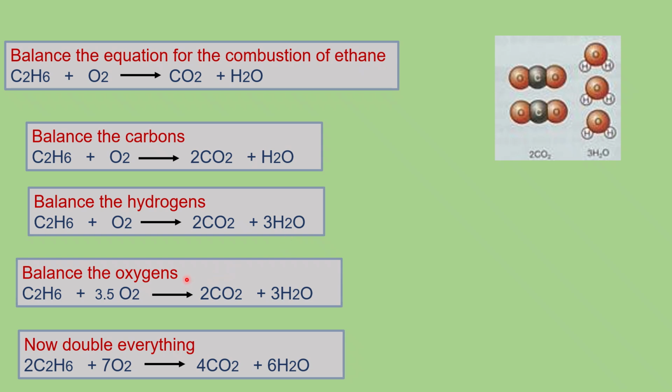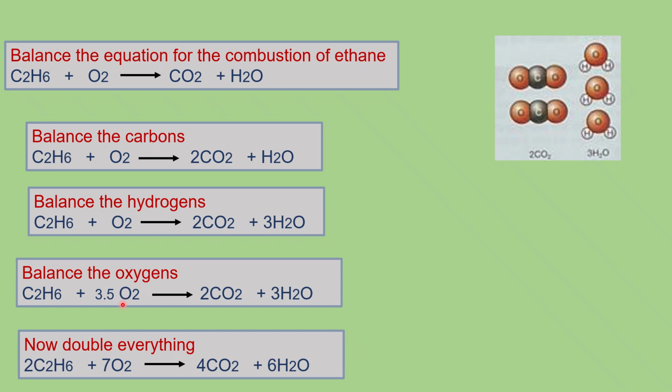Now we have to balance the oxygen. O2, 2 atoms in. How many out? 2 times 2 is 4 oxygen. 3 times 1 is 3. 4 plus 3 is 7. So we have 2 oxygen atoms in and 7 oxygen atoms out. This is not balanced. How do you balance it?